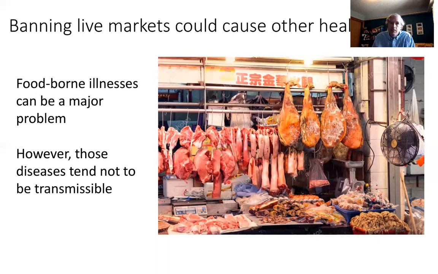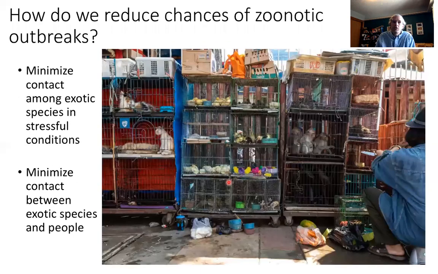So the next question then becomes, how do we reduce the chances of zoonotic outbreaks? One of the really big things that we have to think about, and this is priority number one, is to minimize contact among exotic species in stressful conditions, and also minimize contact between exotic species and people.